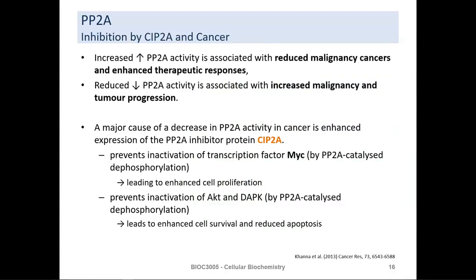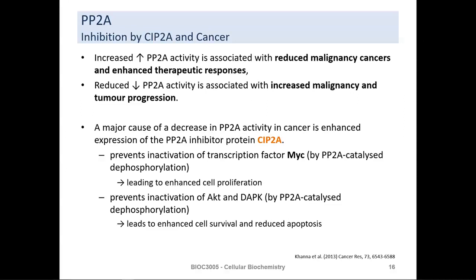We can also see the involvement of PP2A in disease states such as cancer, and this involves the inhibition of PP2A by CIP2A. Where there is increased activity of the PP2A phosphatase, this is linked to reduced malignancy of cancers and also enhanced therapeutic responses of those cancers. Where there is reduced activity of this phosphatase, there is a link to increased malignancy and tumor progression.